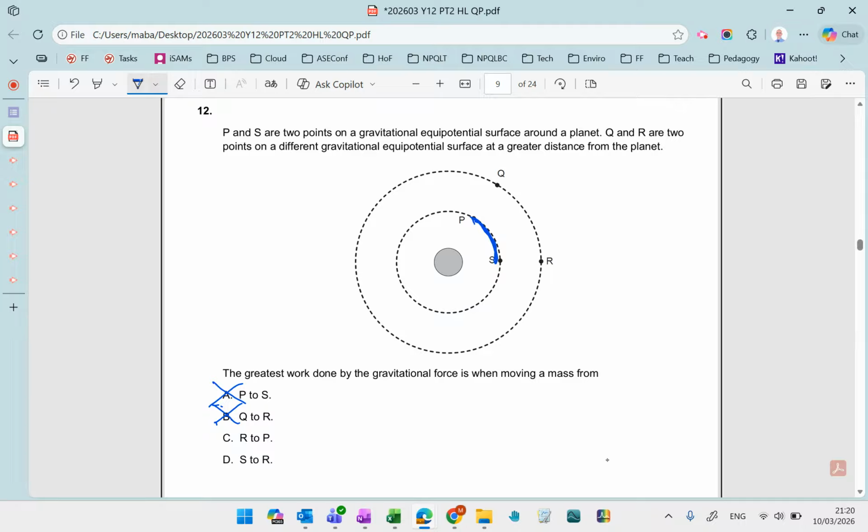It's the greatest work done by the gravitational force, all right? The work done by the gravitational force, all right? So as we move from this line of equipotential to this line of equipotential, okay, we're moving from a less negative equipotential to a more negative equipotential.